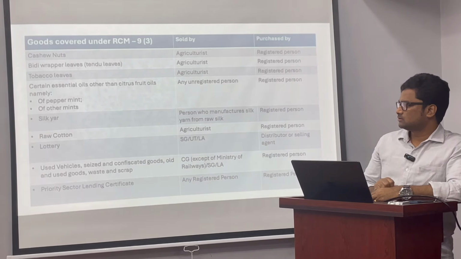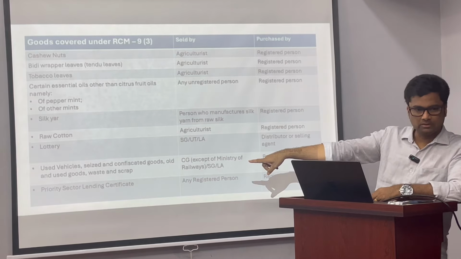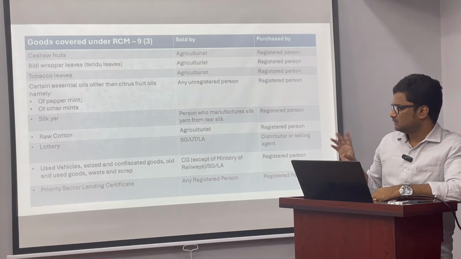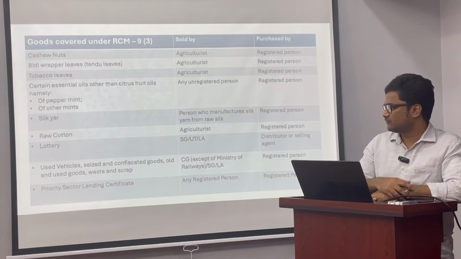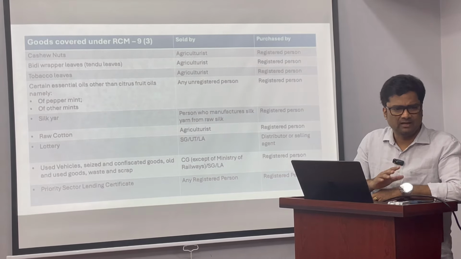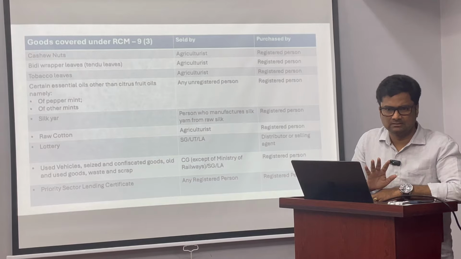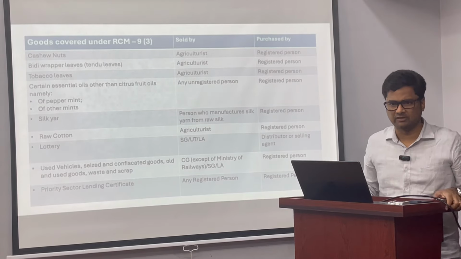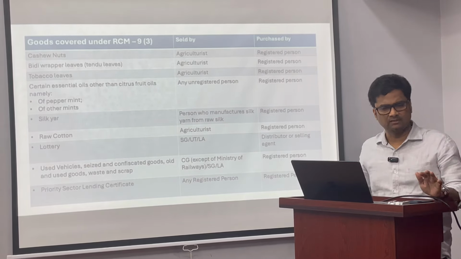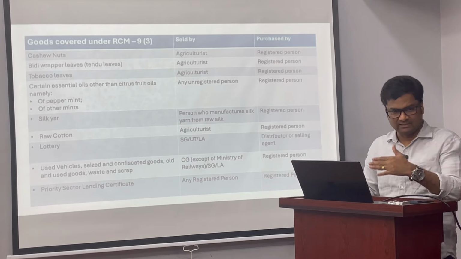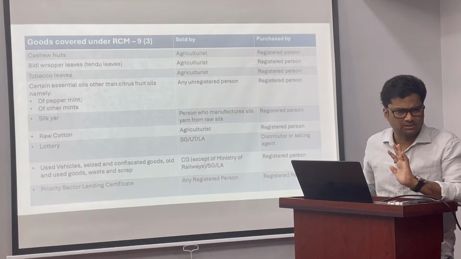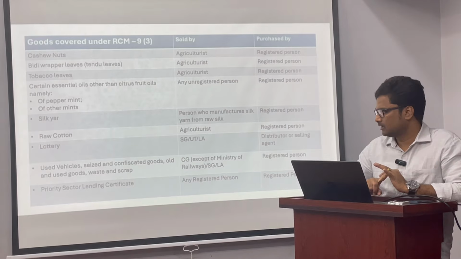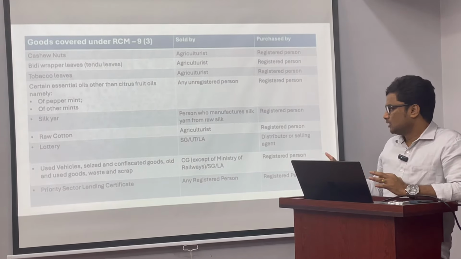And used goods, vehicles, waste and scrap. Who is the seller? Central government. Except Ministry of Railways, they will pay under forward charge, they are already registered. Indian Railways, if you are traveling in an air conditioned coach, they are collecting GST, 5% GST. So they are already registered. So if they are selling used vehicles, etc., they will pay under forward charge. But other than that, if any other central government department, state government or local authority is selling, to whom are they selling?